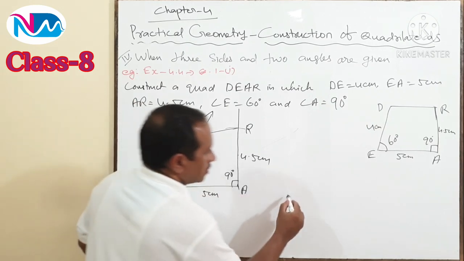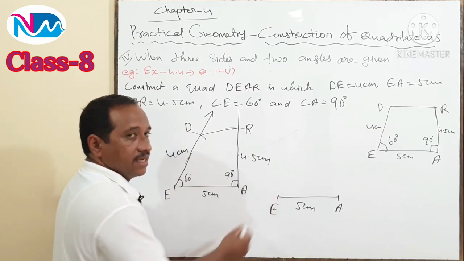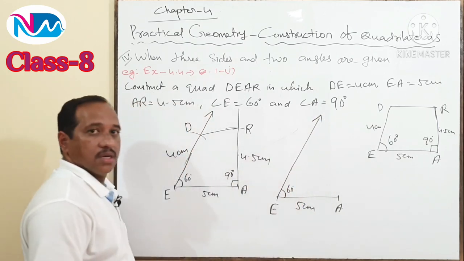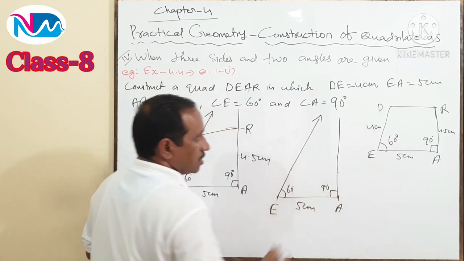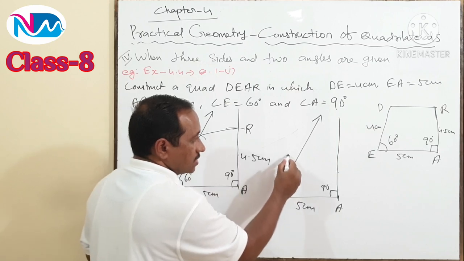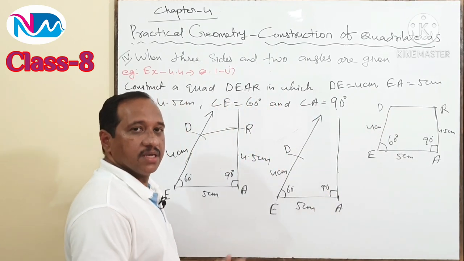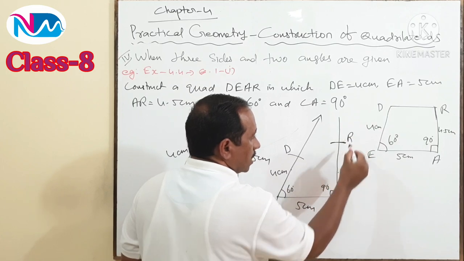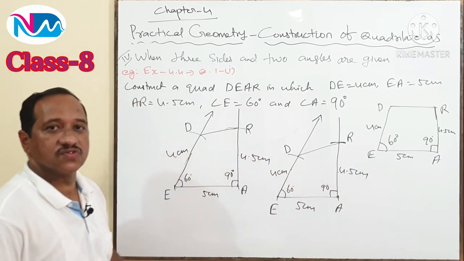Again, first you draw EA using a scale, which is 5 cm. Now at E, mark a 60 degree angle with the protractor and draw it. At A, mark 90 degrees with the protractor and draw it. Now DE is 4 cm, so take a 4 cm radius and cut an arc with E as center. You will get D, this is 4 cm. AR is 4.5 cm, so take a 4.5 cm radius on the compass and with A as center, cut an arc. So this is point R and this distance is 4.5 cm. Now simply join DR. The quadrilateral is complete.